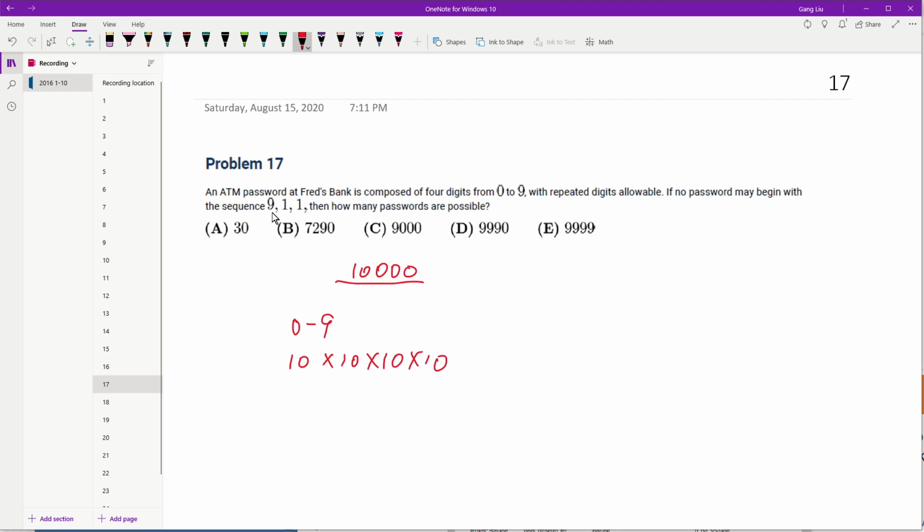And I cannot begin with 911, so that's minus, and 9 is fixed, so that's 1 way. 1 is fixed, that's 1 way. 1 is fixed, that's 1 way. Then the last digit can vary from 0 to 9, so that's actually 10 ways. So the pattern of disallowed number 911, we have 10 ways, so 10,000 minus 10 equals 9990.